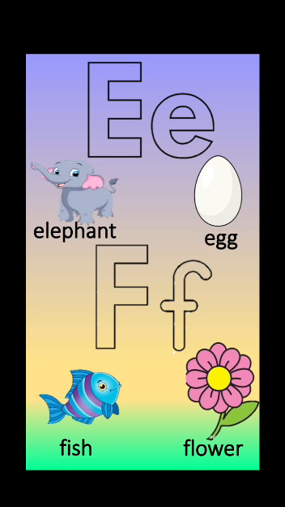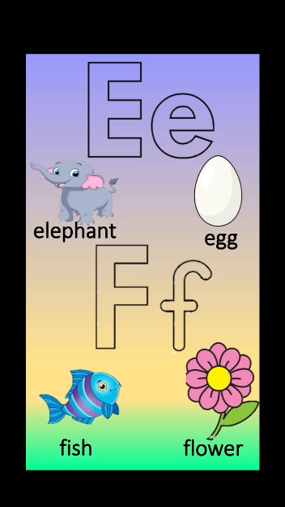Now the next letter is letter E. And the sound of letter E is E. Now what are the objects over here of letter E? E for elephant and E for egg.